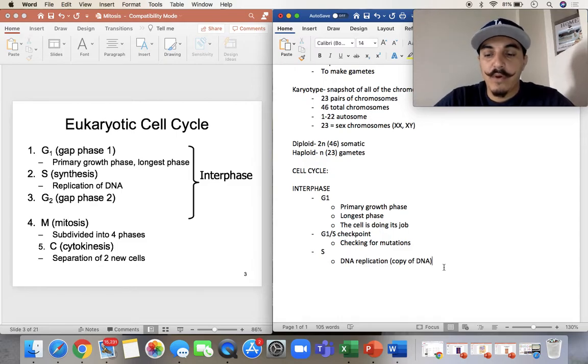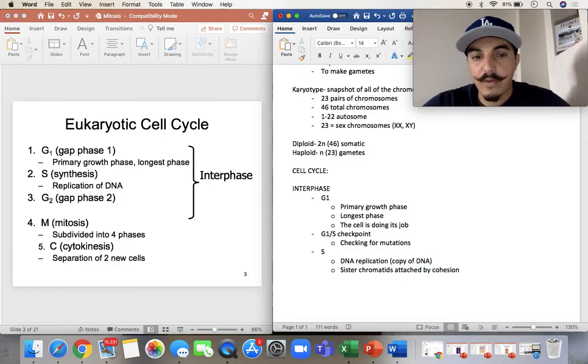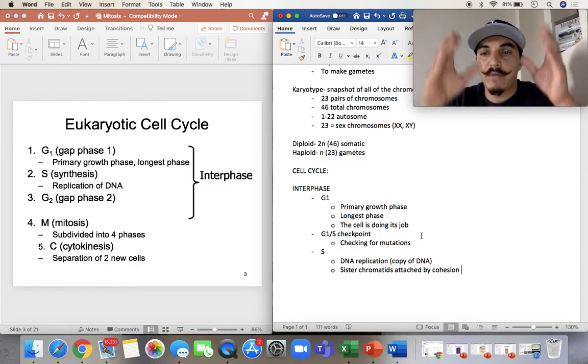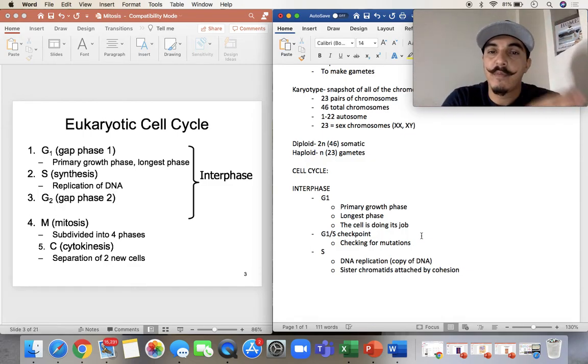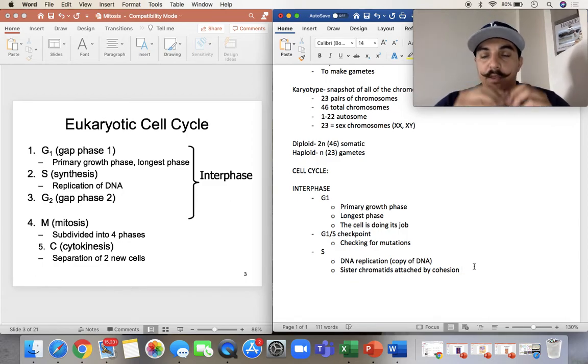And then we have what's called sister chromatids attached by cohesin. I'll explain that a little bit, and I'll show you some images of what sister chromatids are. So you have the chromosome, and then you have one part of the chromosome. Remember, there's one from dad and one from mom. One of those is going to have its sister chromatid, and that's going to be used for mitosis. So I'll explain a little more. Just make sure you have it in here.